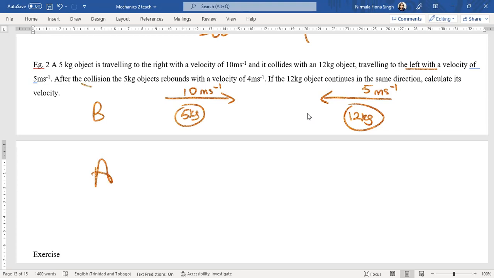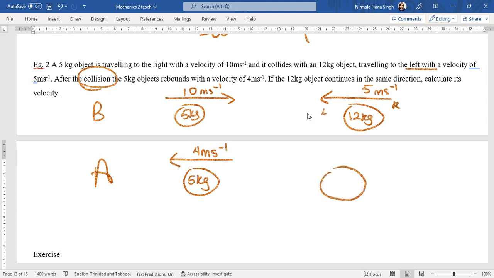Our after, because our collision here is our event. So after the collision, the 5 kilogram object rebounds with a velocity of 4 meters per second. Rebounds means to bounce, or to bounce back, or to go back to where it came from. So that means it's going to rebound, or go the other direction, with a velocity of 4 meters per second. And the 12 kilogram object continues in the same direction. So it was moving from right to left before the collision, and that means it's going to continue moving from right to left.